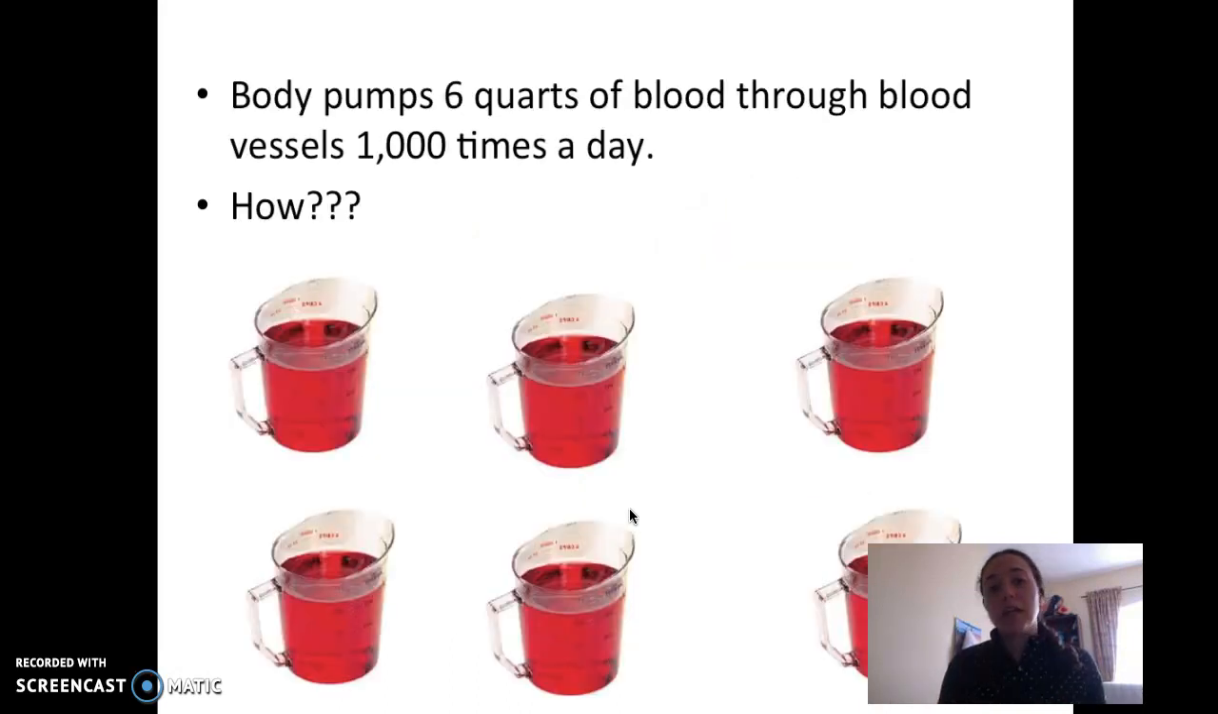The body pumps 6 quarts of blood through the blood vessels 1,000 times a day. If you see here, these are each a quart. So imagine this going around in your body, from your heart back to your heart, 1,000 times in a day. And we'll talk about how, because it's a lot of fluid.